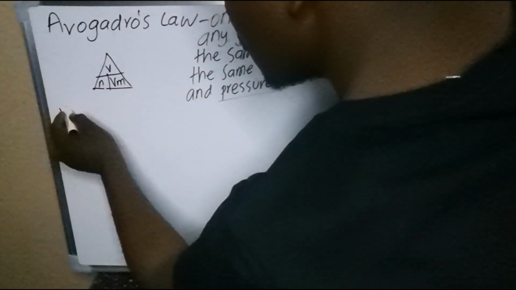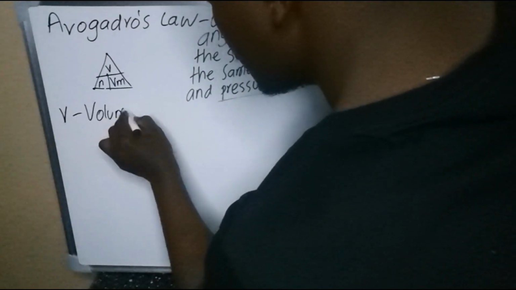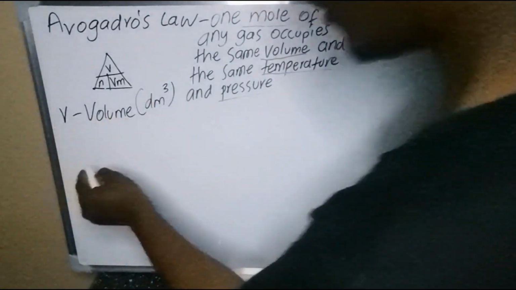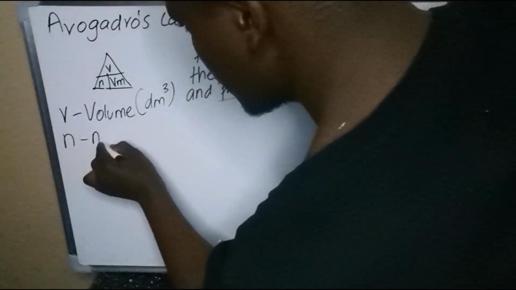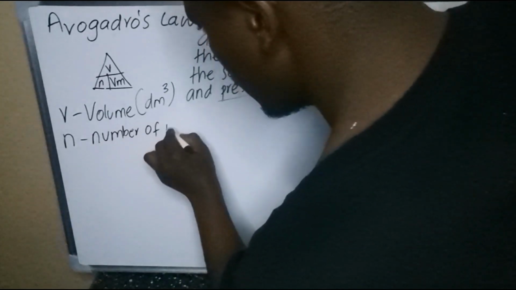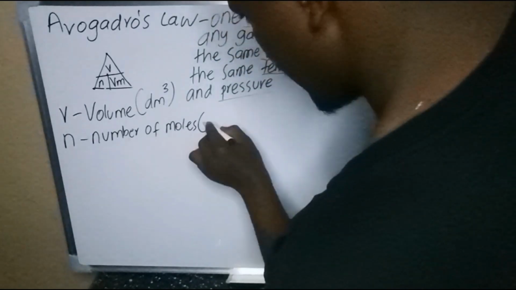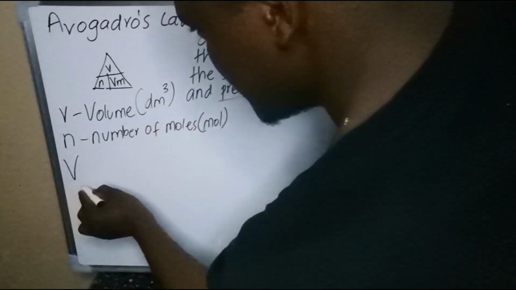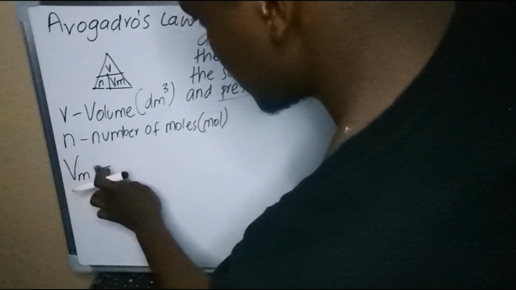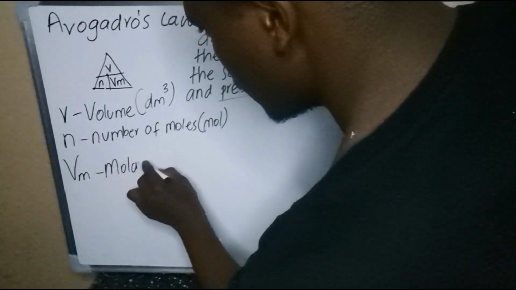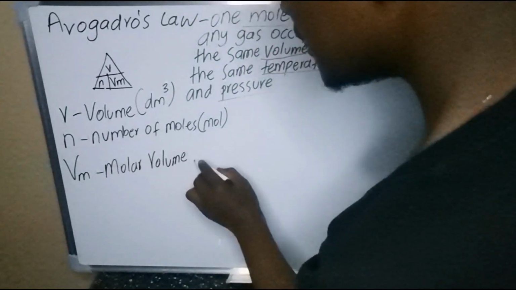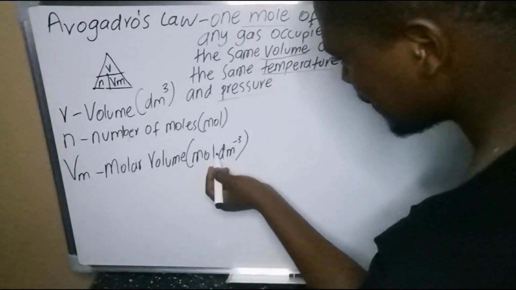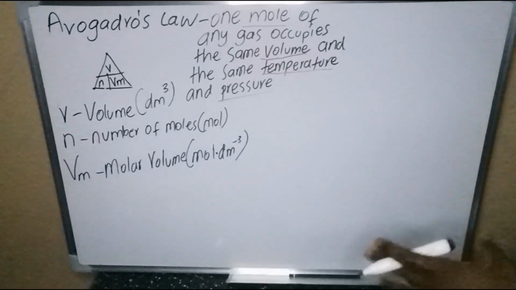V is for volume, and its SI unit is dm cubed. Then we've got N, the number of moles, measured in mol. Then we've got capital V and small m, Vm, which represents our molar volume, measured in mol per decimeter cubed, written as mol·dm^-3.